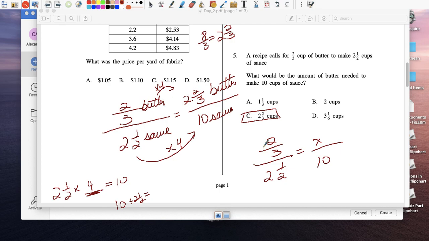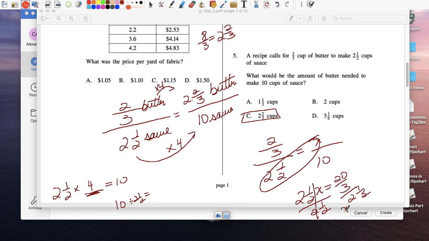Now, you could have done that, or if you didn't want to, you could have cross multiplied. If you cross multiply, you multiply this, 2.5x. And over here, you get 2/3 times 10, which is 20. I'm going to leave it as an improper fraction, 20/3. We can just divide top and bottom by 2.5. Right? That's the process we're going to go through.